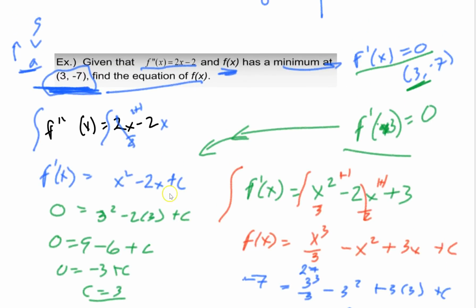This never changes. If they give you a derivative and they want you to find the equation above it, they have to give you a point to find your c. In this case, I just had to do it twice.